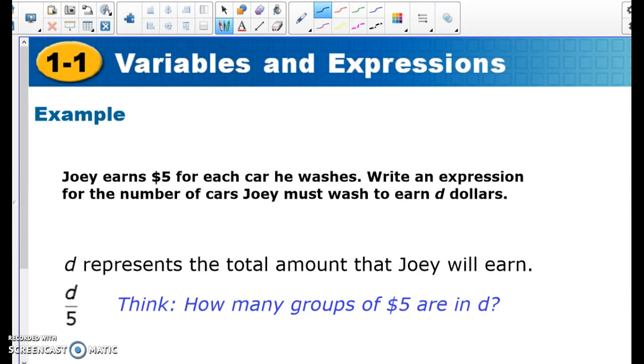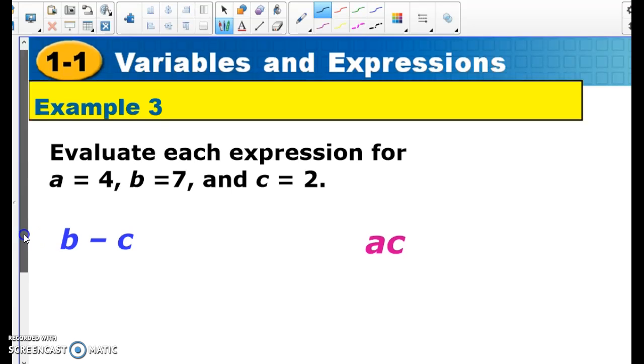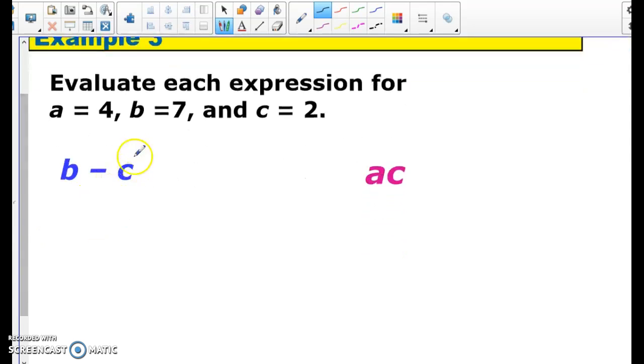Here are some other examples. Let's look at this one. This will be the last one we look at for this lesson. It wants me to evaluate each expression. So I have b minus c. And right up here it tells me that b is 7 and c is 2. So really it's just doing 7 minus 2, which is 5.